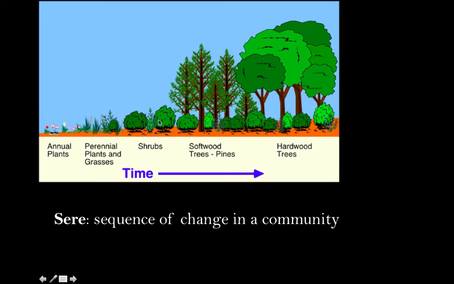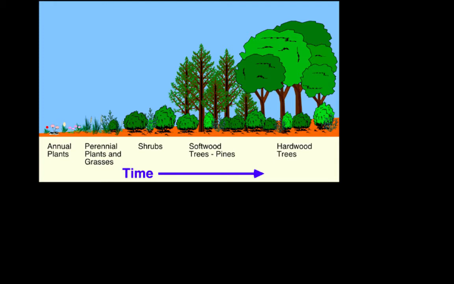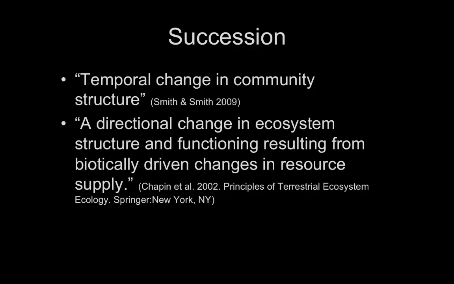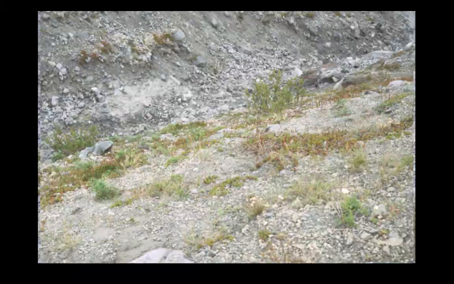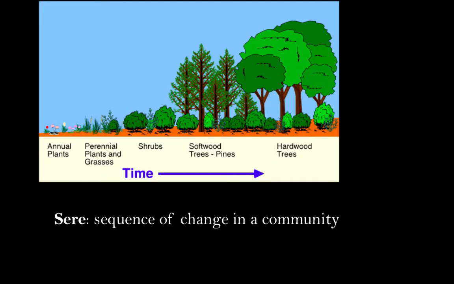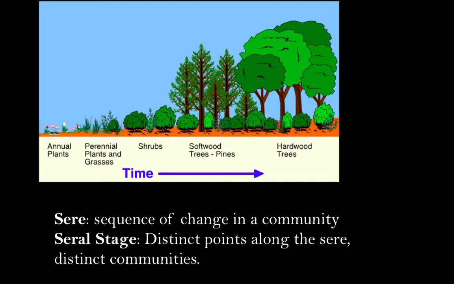And so when the definition for succession invokes changes in resource availability, which is what this definition is showing you, this is what it's talking about. Some plants setting the stage for other plants to come in, and then those other plants that come in basically spell the doom of the plants that set the stage for them. And so you get this cycling through of community types.